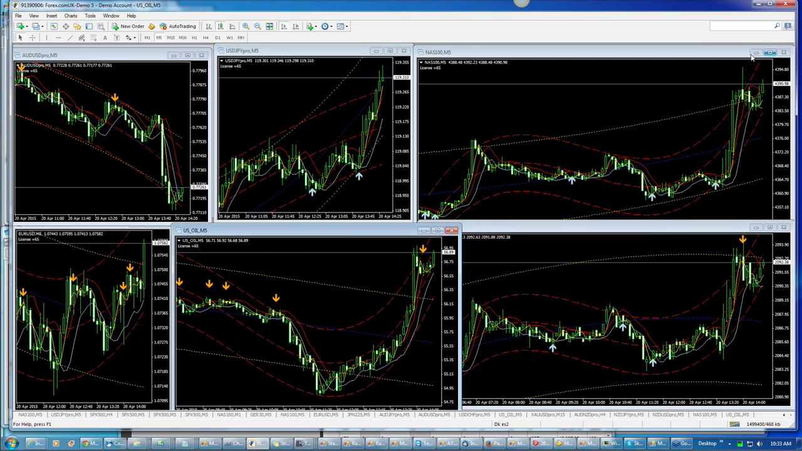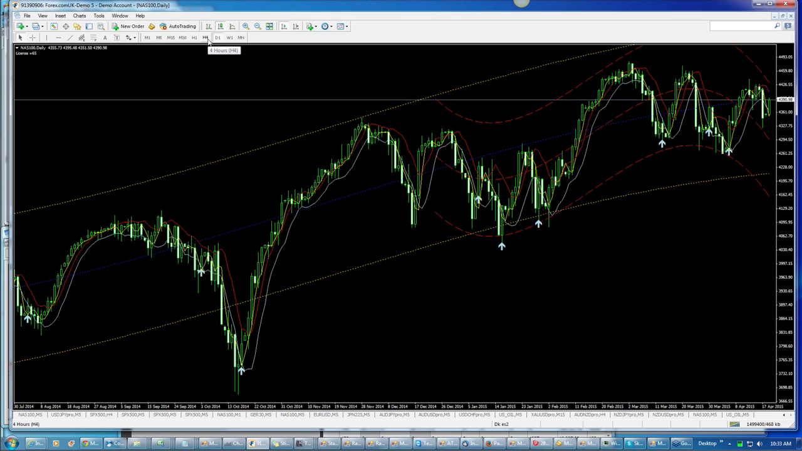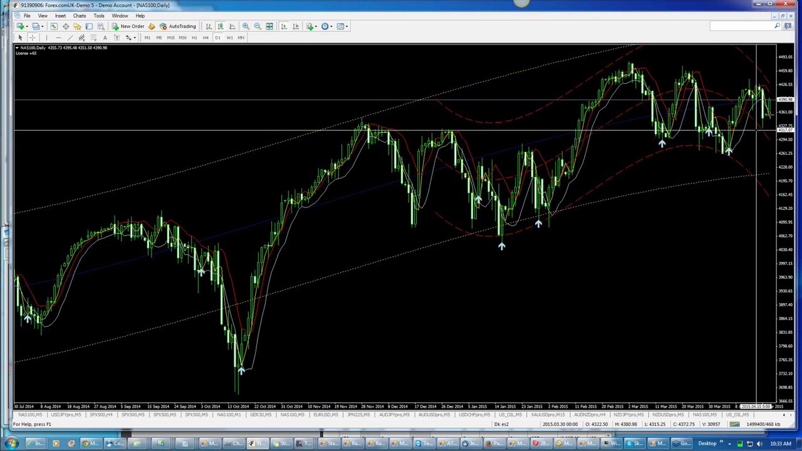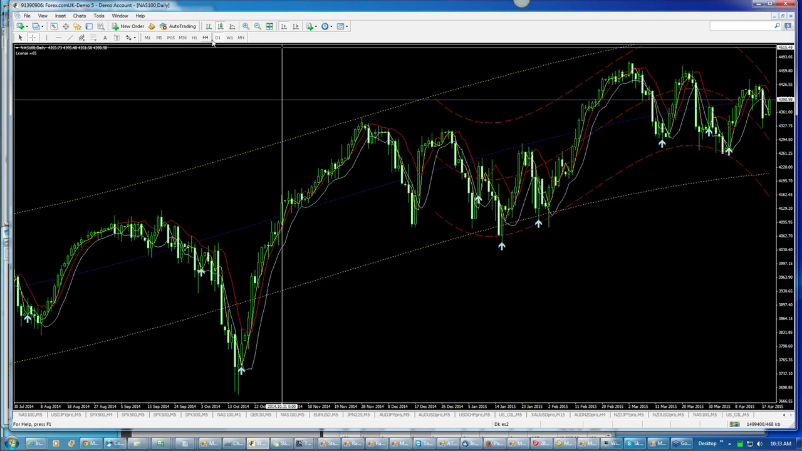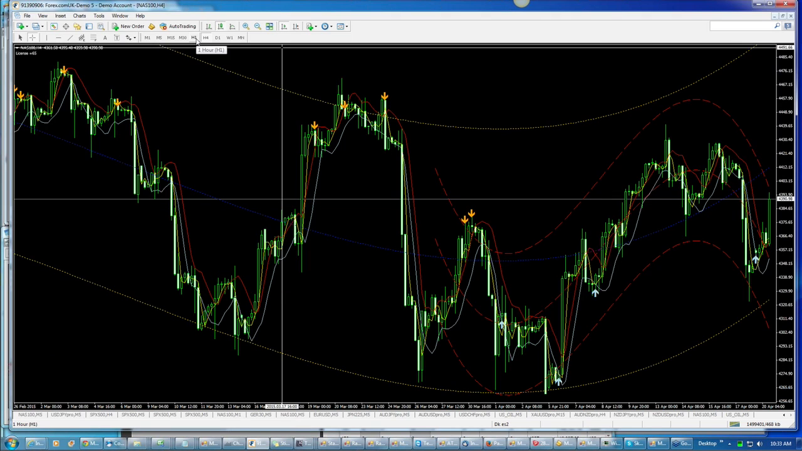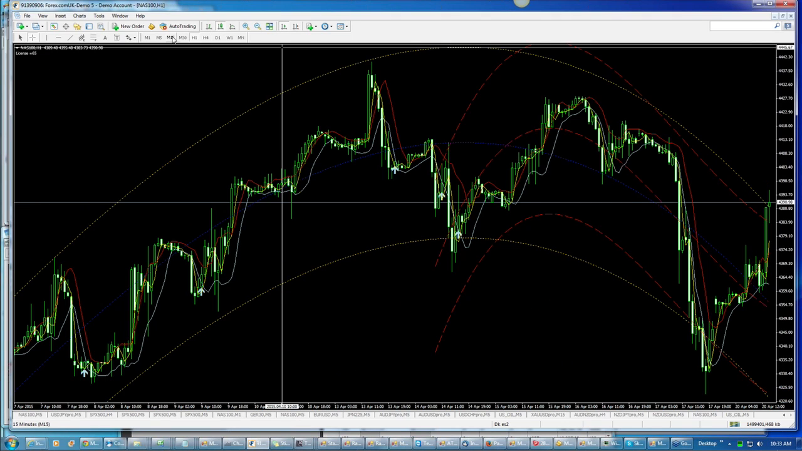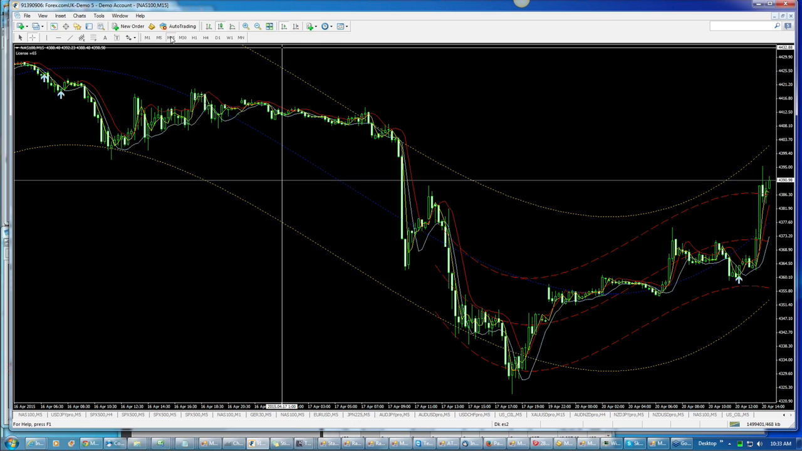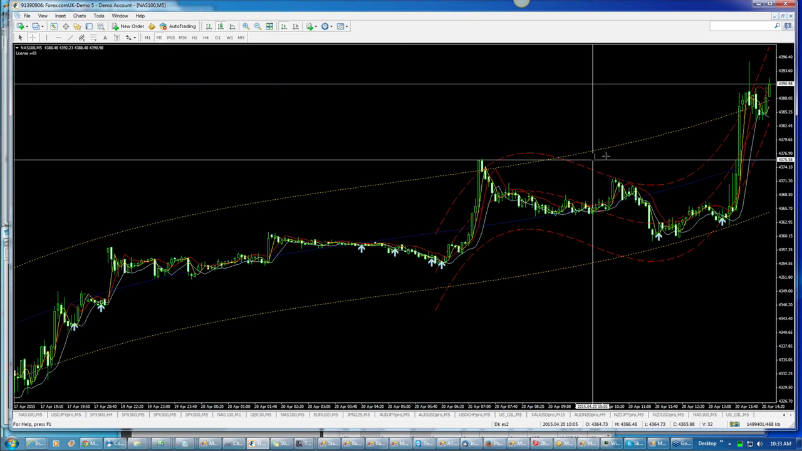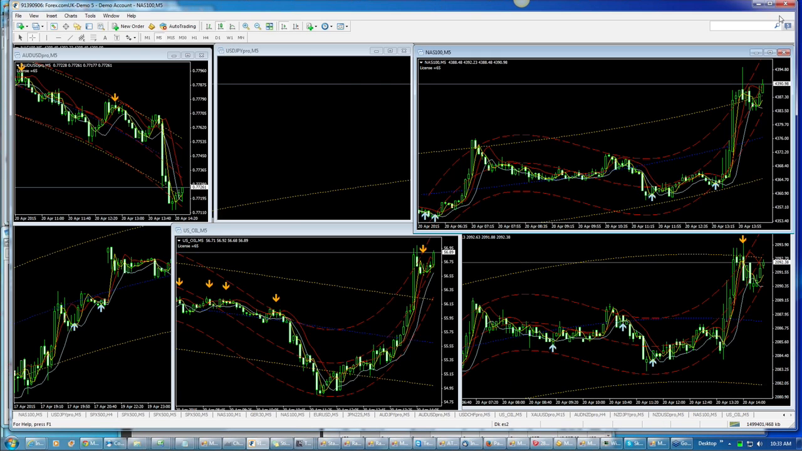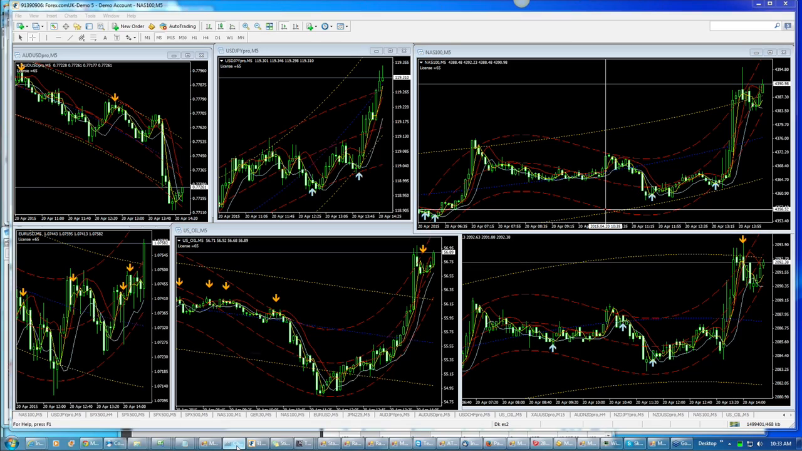Let's go through the NASDAQ also. Daily, right back in that range. 4 hour, 1 hour, 15-minute, and the 5-minute. Go through the spread charts.